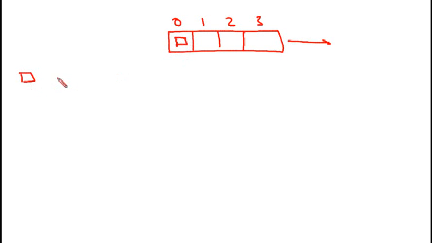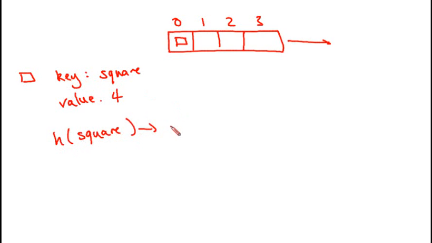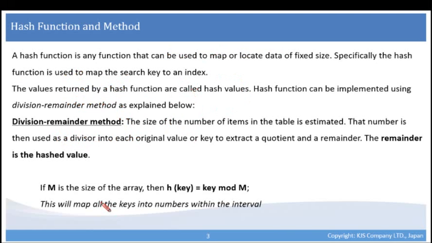Inside each of these indexes is going to be some sort of data. So let's call this bit of data square. So square is going to have two things. It's going to have a key, and let's call that square. And then it's also going to have a value, and let's just put the value of 4, i.e. the sides that the square has. And so what we're going to do is when we look for the key, so say I use my hash function h of square, this is going to return the index, so 0.